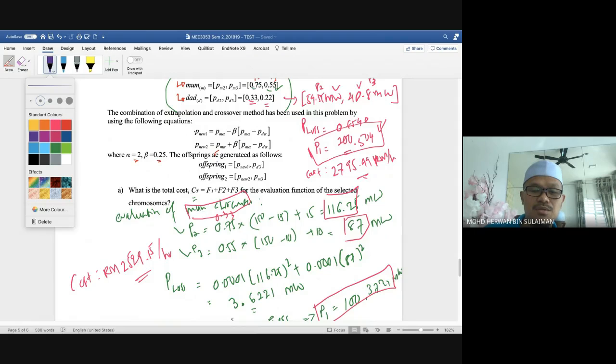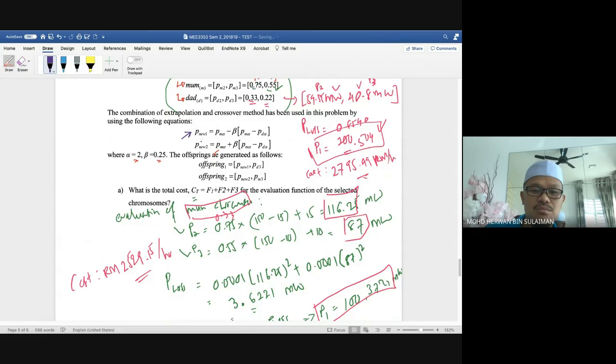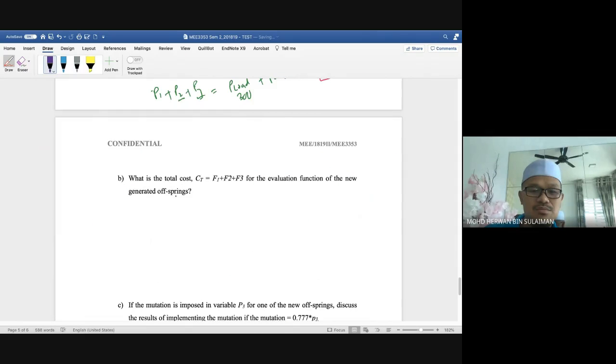What happened here? So you need to calculate your P new using the value here. We just use the equation: P new equals P mum alpha, minus beta times (P mum alpha minus P dad alpha), where alpha is 2 and beta is 0.25. P mum alpha is 7. Okay, you can calculate your P new.